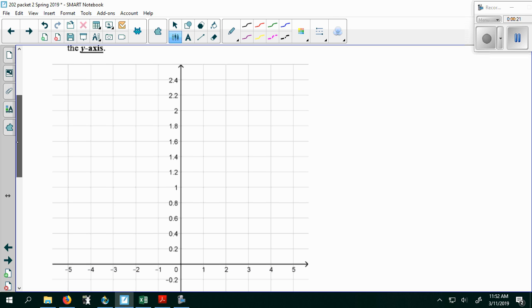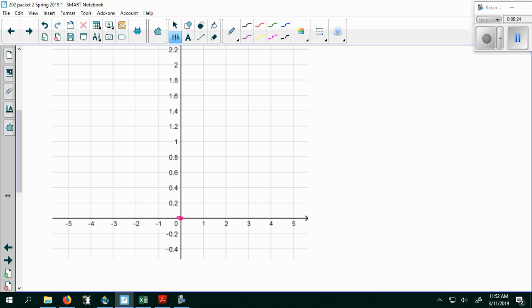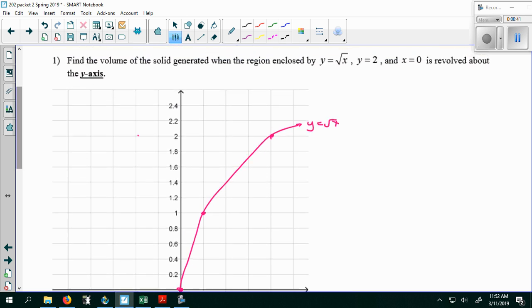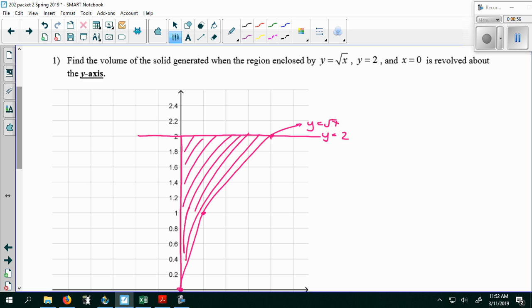So square root x has points (0, 0), (1, 1), (4, 2). Those are points on square root x, so I'll sketch that in. Then the next line is y equals 2, a horizontal line, and x equals 0 is the y-axis. So I have this region enclosed by those three curves, and I want to rotate that region about the y-axis. So it's going to go like that.